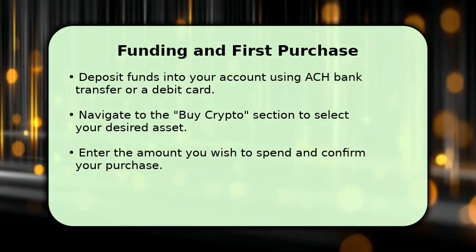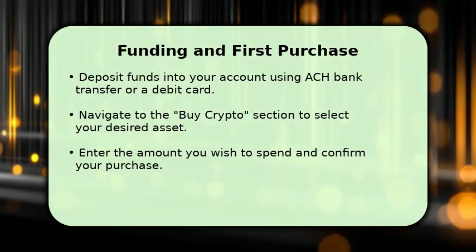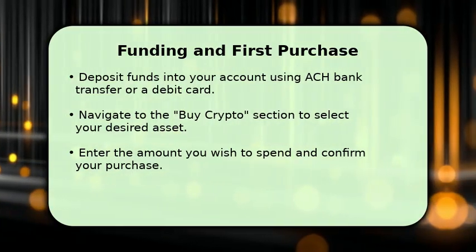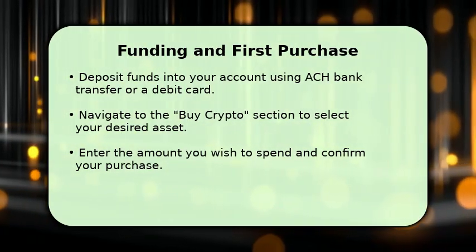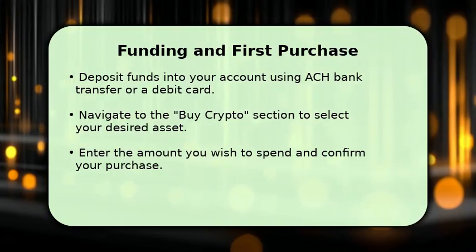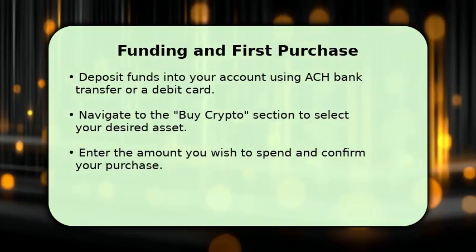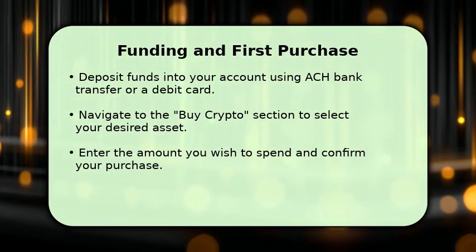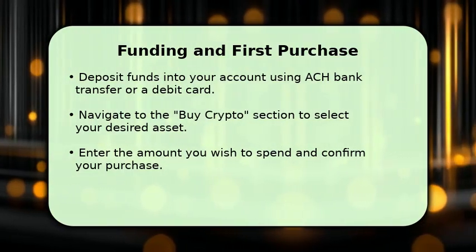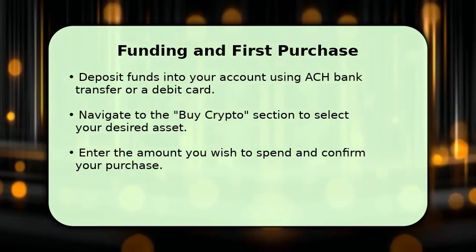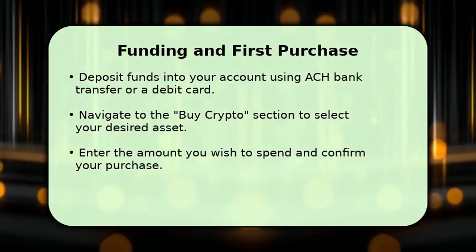You can easily deposit money using an ACH bank transfer, which is often free, or by linking a debit card for instant purchases. After your funds arrive, head over to the Buy Crypto section. Choose the cryptocurrency you want, like Bitcoin or Ethereum, enter the dollar amount you wish to invest, and review the transaction details before confirming your very first crypto purchase.